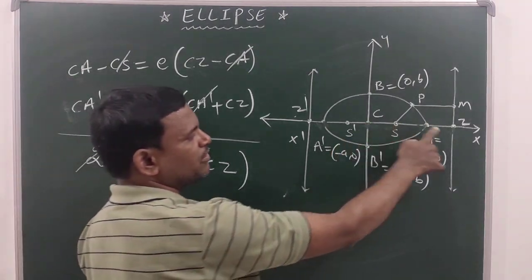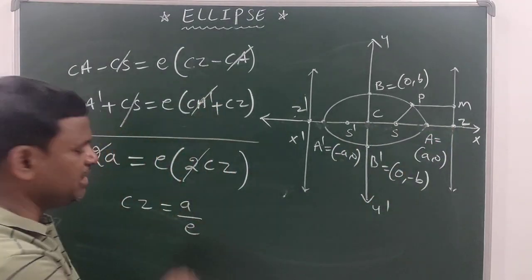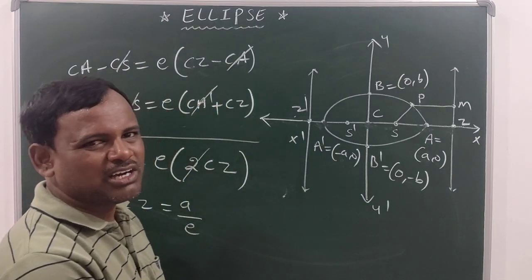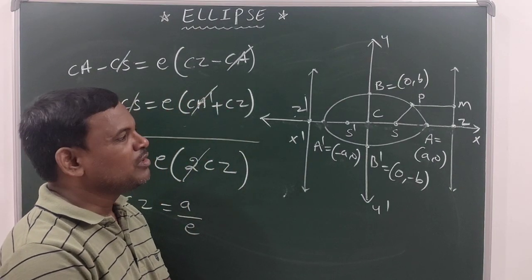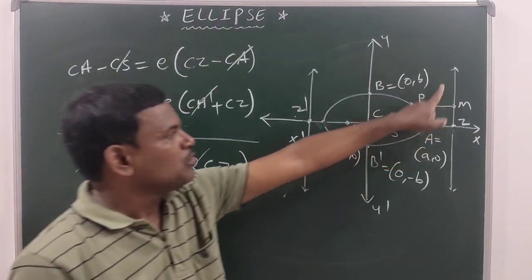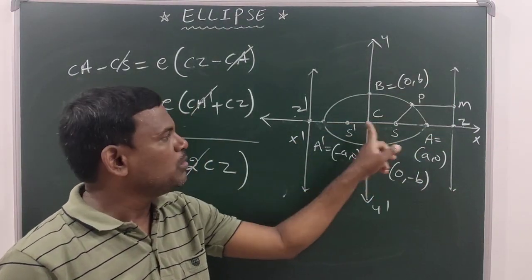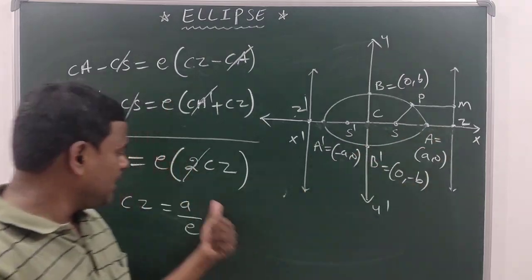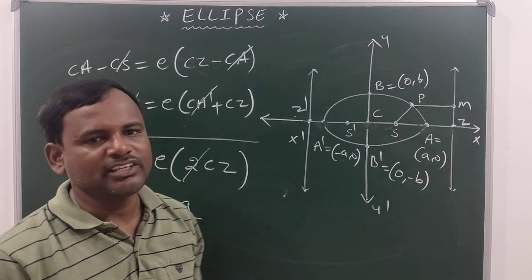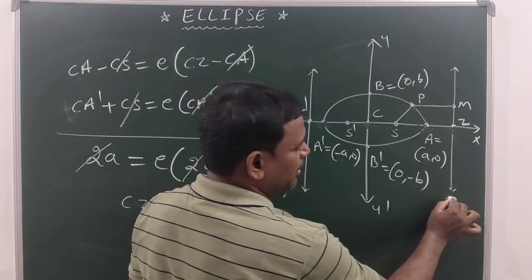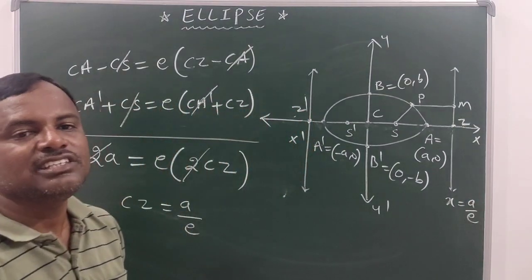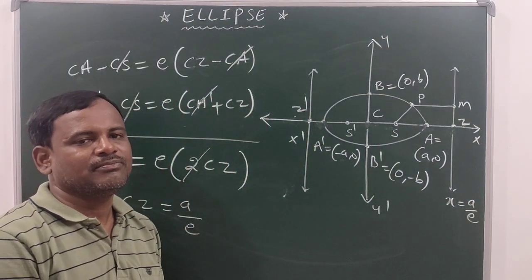CZ means the distance from here to here. How much is it? A by E. So the coordinates of Z are A by E comma 0, because this directrix is moving A by E units away from the center. So it is a vertical line. On a vertical line, the x coordinate of every point is the same. Hence the equation of this directrix is x equal to A by E.